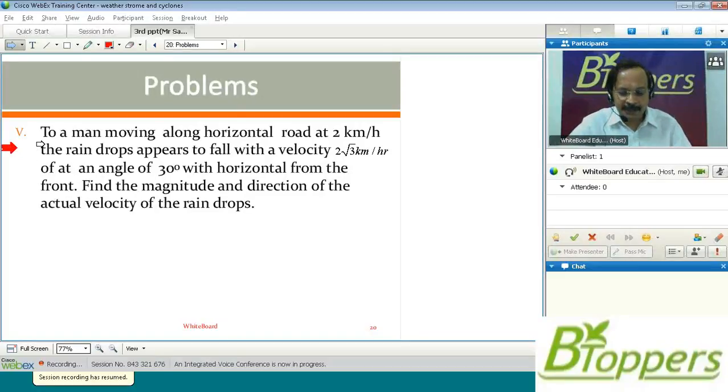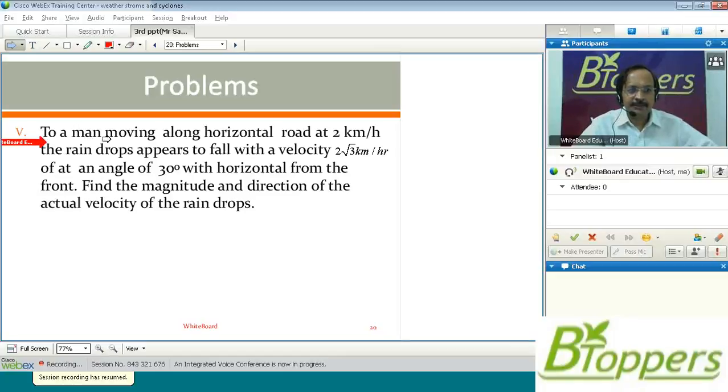Okay, look at the next problem, problem 5, which I am going to discuss. This problem also I have shown you on the screen in the previous class. I will read out the problem once.